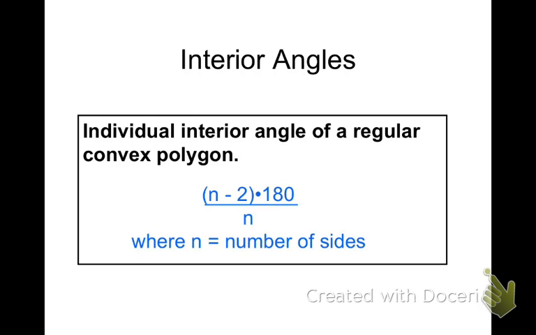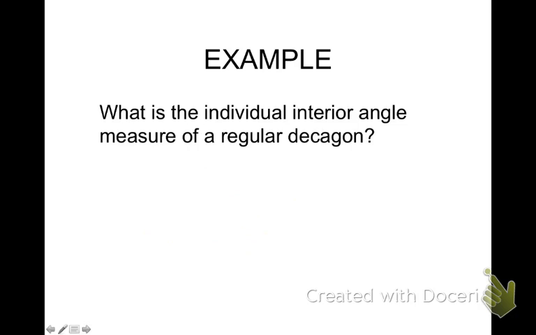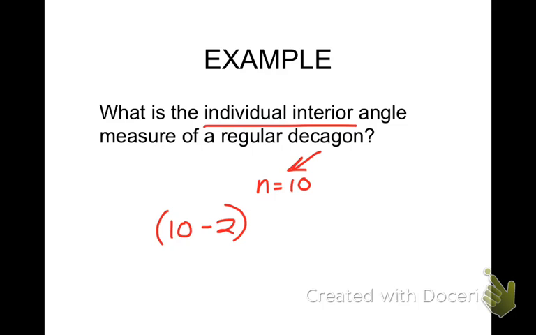Okay. All right, so if we do the last example on the front here, we want to know what is the individual interior angle measure of a regular decagon. Well, decagon has how many sides? So n is going to be equal to 10. I am asked for an individual interior angle. So first I need to find what the sum of all 10 would be, and in order to do that I'm going to do n minus 2, so 10 minus 2 times 180.